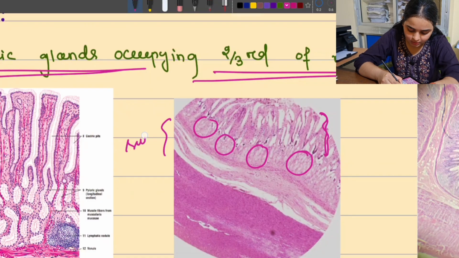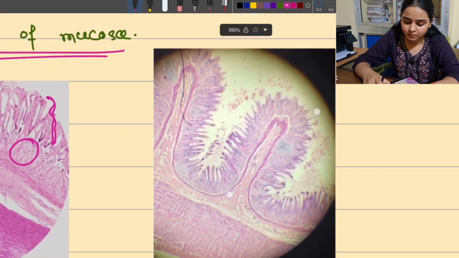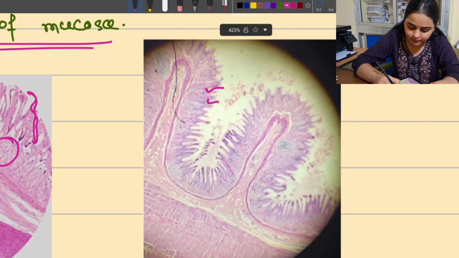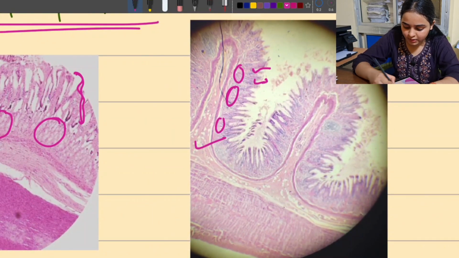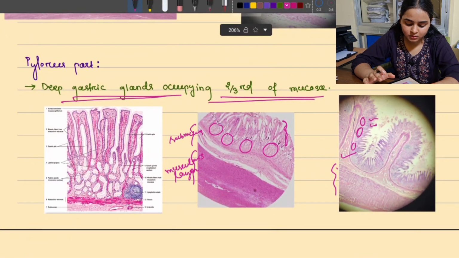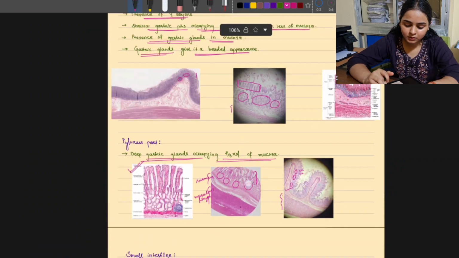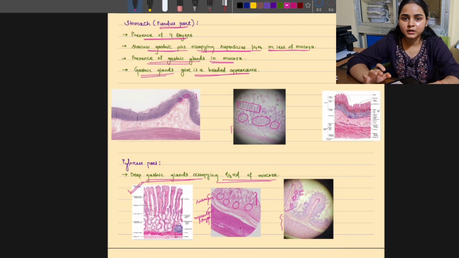And this is the submucosa, and below the submucosa this is the muscularis layer. Okay, and this is also another picture. These are the gastric pits that are present, and below the gastric pits these are the gastric glands, and this is the submucosa, and this is the muscularis layer. So this is the pyloric part of the stomach, and this is the picture you have to draw in your manuals. So stomach, fundus part and pyloric part is complete. The only differentiating feature is the shallow gastric pit in the fundus part, and the deep gastric glands occupying 2/3 of the mucosa in the pyloric part.